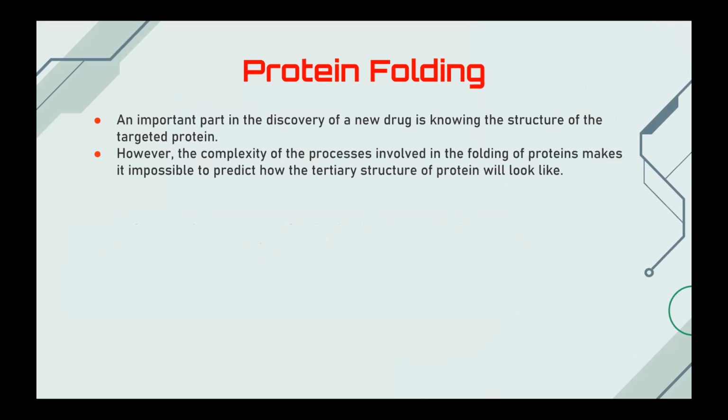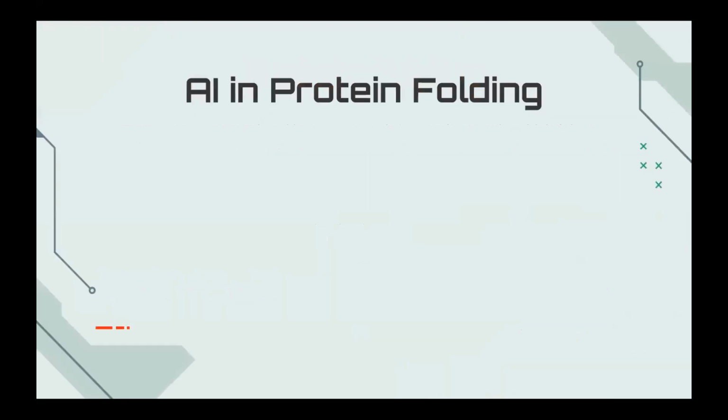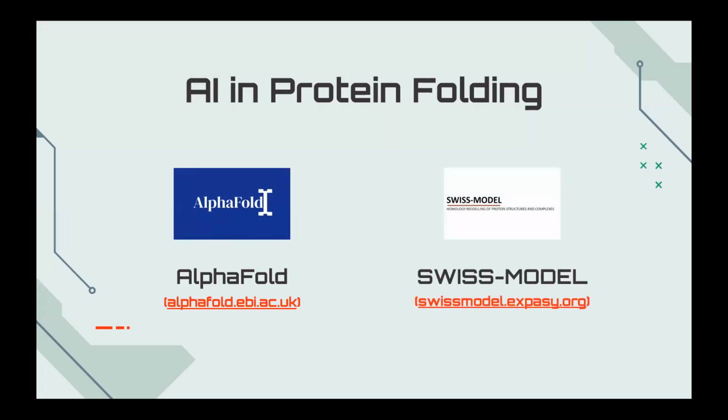And as I said, it is very important when developing a new drug that we know how the structure of the target looks like. However, because of the complexity involved in protein folding, it is almost impossible to identify how the 3D structure of a protein will look like by simply looking at the primary amino acid sequence. That's where AI plays an important role. And here we have two pioneering companies in this field. One is called AlphaFold, and one is called Swiss Model, both of which have different approaches to solving this issue.